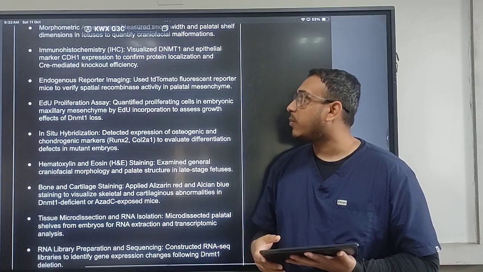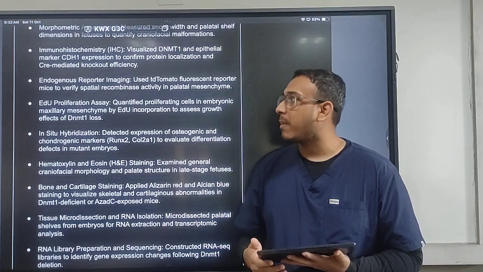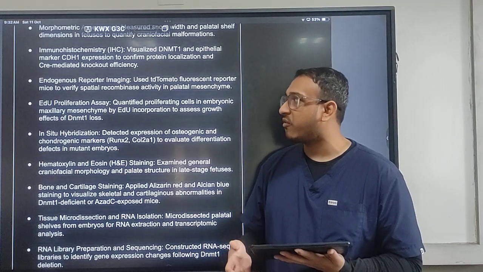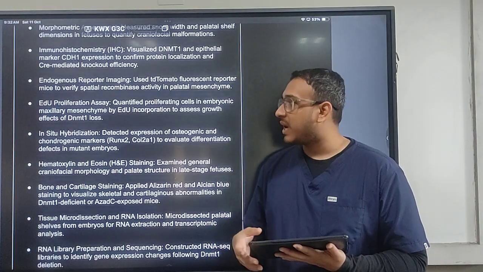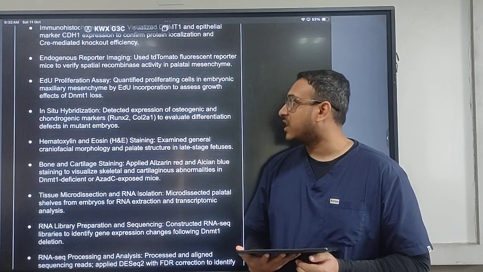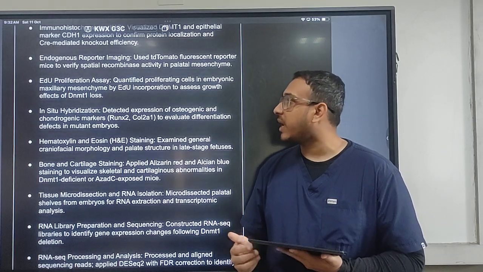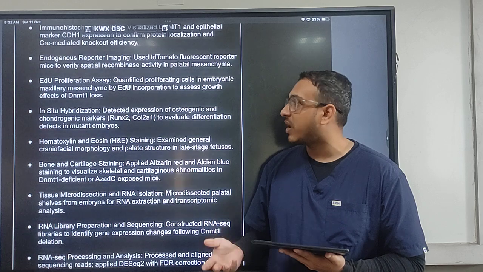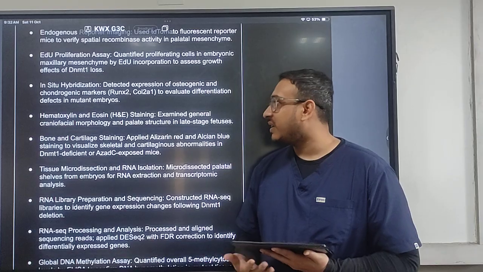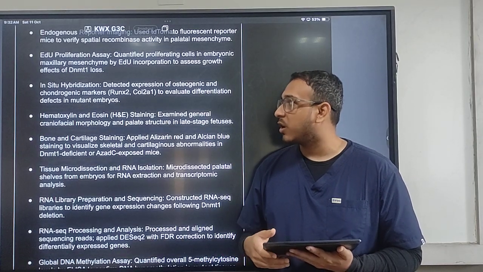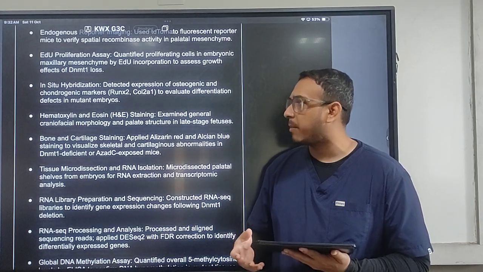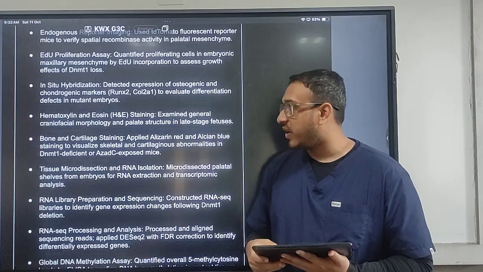Then they quantified proliferating cells in the embryonic maxillary mesenchyme by EdU incorporation to assess the growth effects of DNMT1 loss. Then they detected expression of osteogenic and chondrogenic markers to evaluate differentiation defects in the mutant embryos. The H&E staining they did for general examination of craniofacial morphology, palate and palate structure in late stage fetuses.